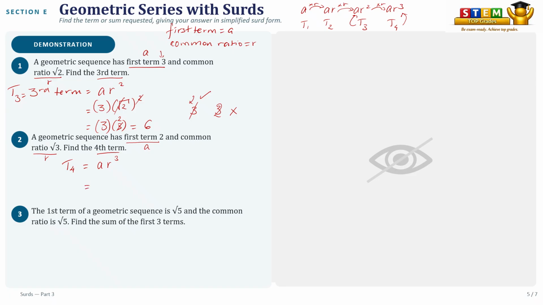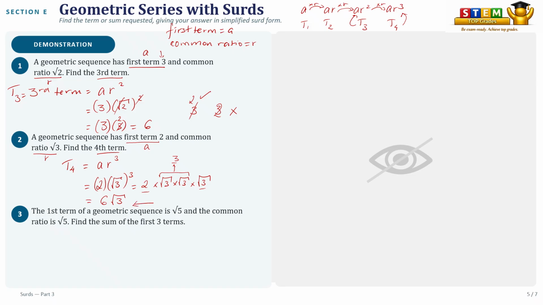So A is 2, R is root 3, and that is cubed. If you want to, you can write it as 2 multiplied by root 3, multiplied by root 3, multiplied by root 3 before you simplify. Okay, so these two will give me just 3. So therefore you have 2 times 3, which is 6, 6 multiplied by root 3. So that is 6 root 3. And that is our answer for question 2.